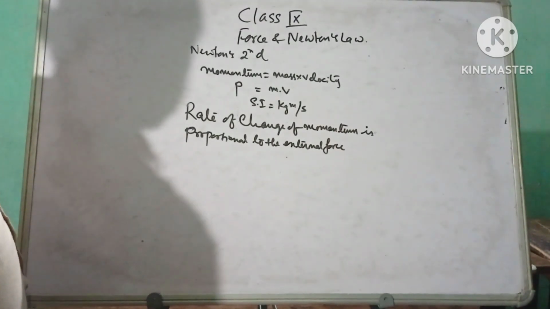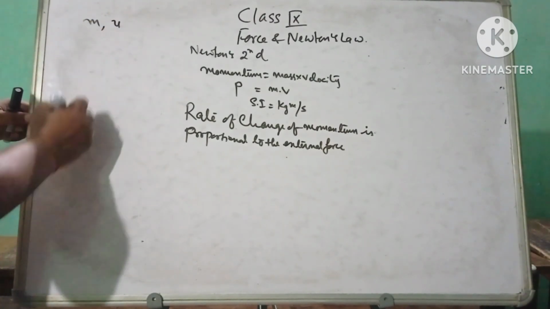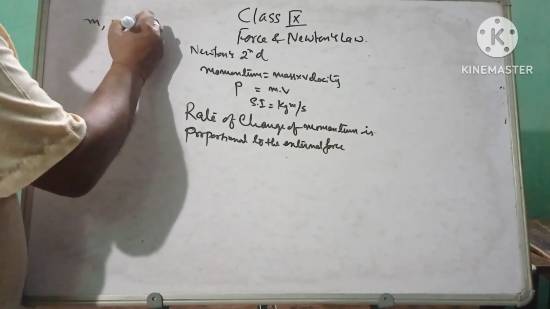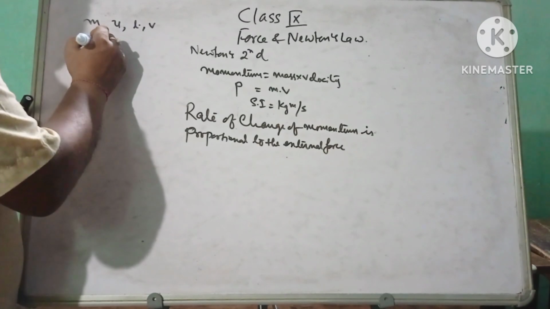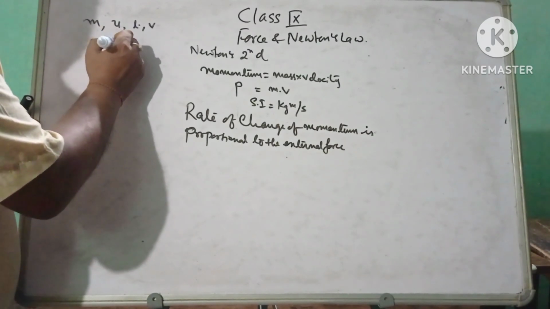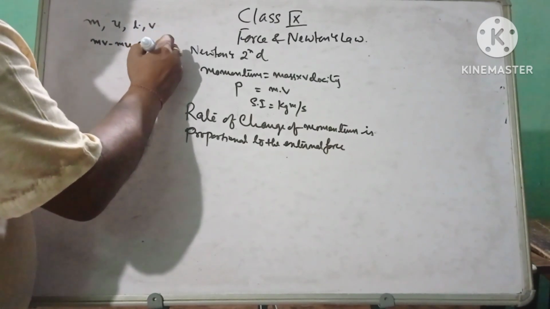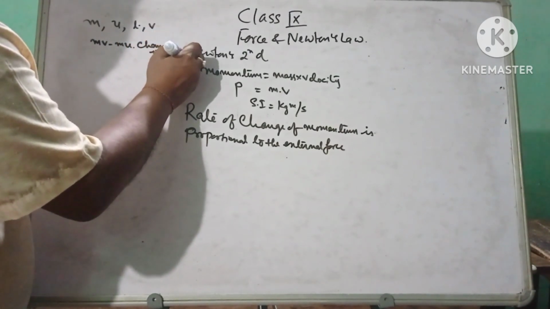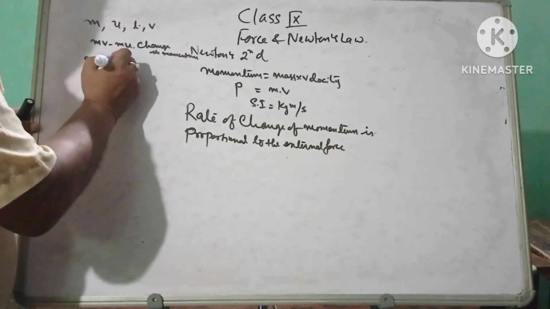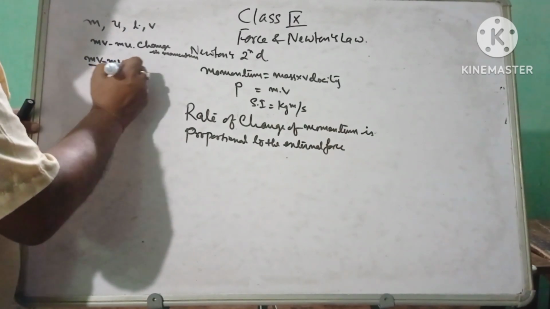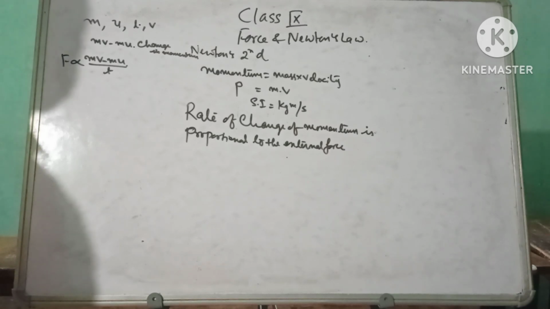So let us take a body of mass m moving with initial velocity u, and after time t, its final velocity is v. So your change in momentum is mv minus mu. Now the rate of change of momentum is (mv minus mu) by t. This F is proportional to this rate of change of momentum.